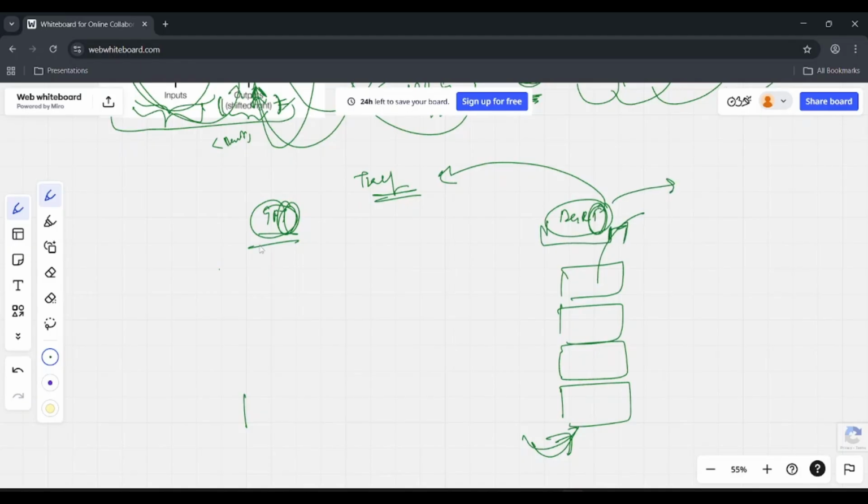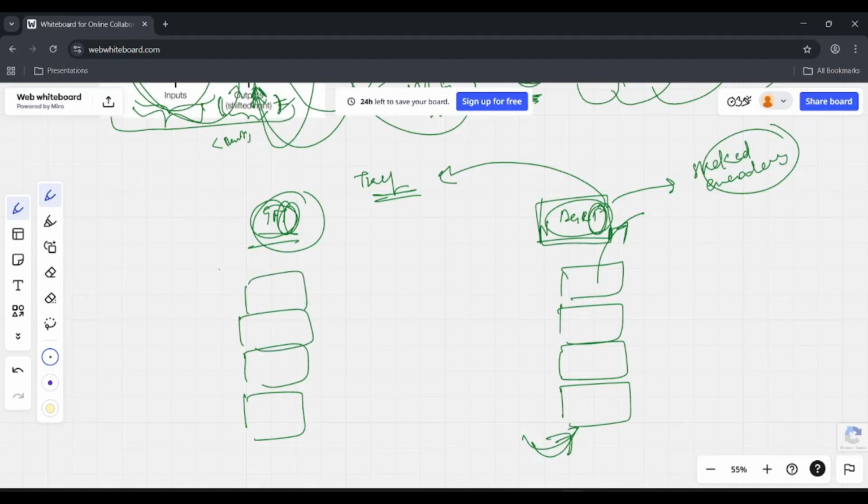So BERT is nothing but stacked encoders. That forms your BERT model because you need language understanding there. And what is GPT? GPT is nothing but stacked decoders, because what it is doing is generating output. Okay, so I hope things are clear up till here.